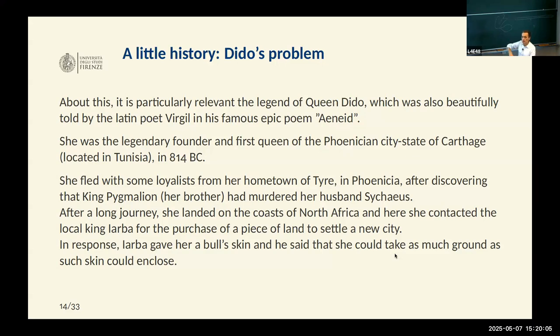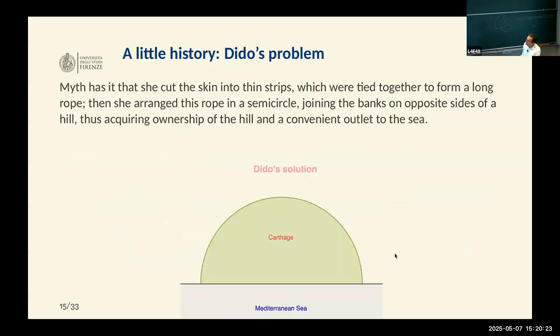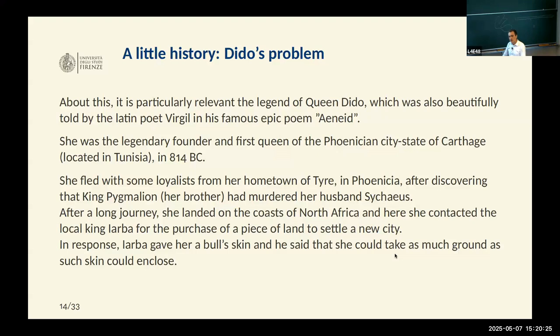and then they went away by boat. And after a long journey, they landed on the coast of North Africa, now in Tunisia. And there she went to the local king, Yarba, and she asked for some land to settle down there, to make a new city. Okay, the king says, you can have some land, but then he gave her a bull skin, and he told her, you can take as much land as you can surround with this skin.